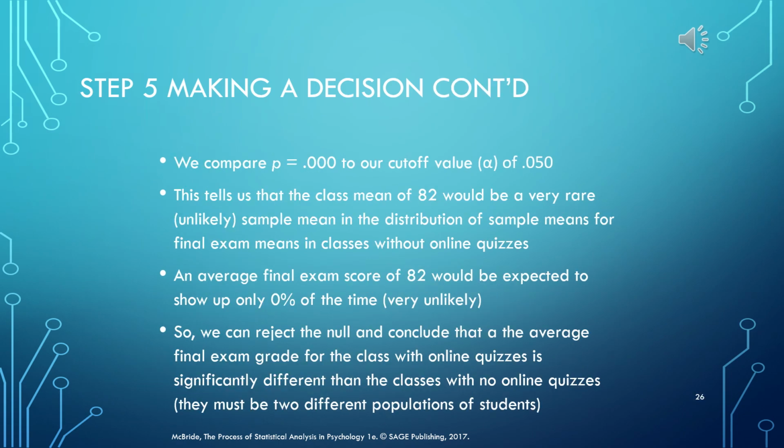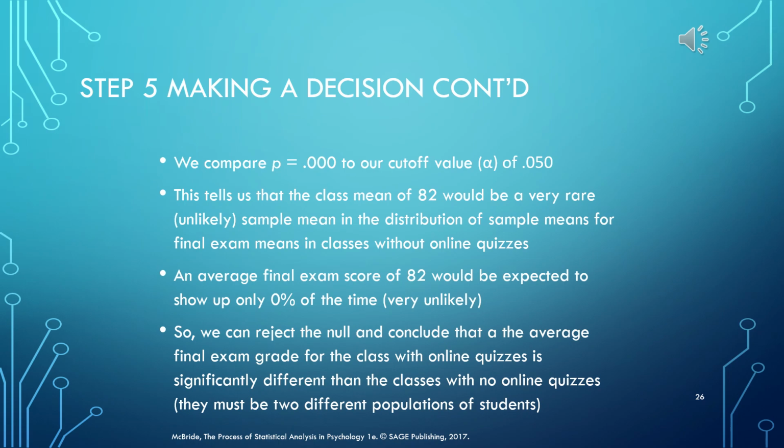This slide just states everything I basically just said out loud, but this is good for you to come back and look at. It's basically just saying we compare our p-value to the cutoff value. It's way lower than the cutoff value, which means we would not really expect to see a final exam score of 82 or higher. It would show up 0% of the time if the null hypothesis were true. So it's very unlikely that anybody would ever see such a high score if online quizzes didn't help anybody.